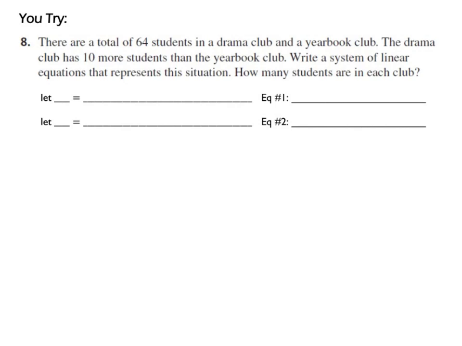So if we're setting this one up, it says there are a total of 64 students in a drama club and yearbook club. The drama club has 10 more students than the yearbook club. How could I write a system of equations to represent that and find how many students are in each club? So X and Y are how many students are in each club. Well, the two clubs were drama club and yearbook club. So X is the number of students in drama club, and Y is going to be my number of students in yearbook.